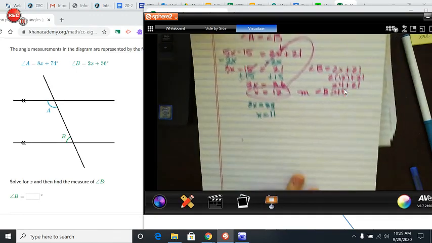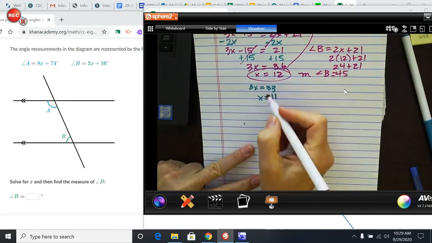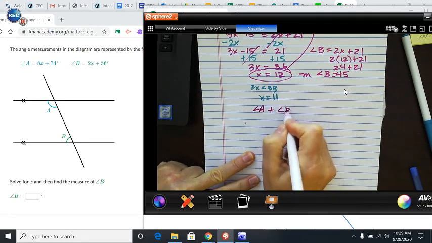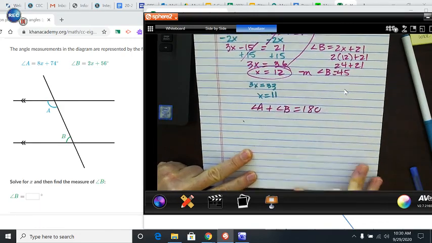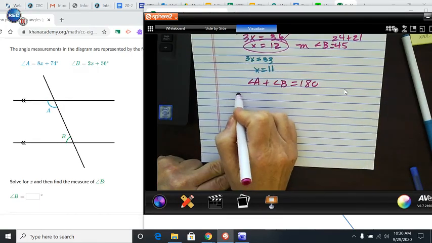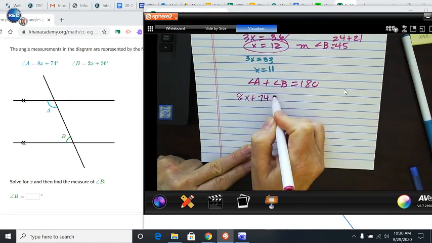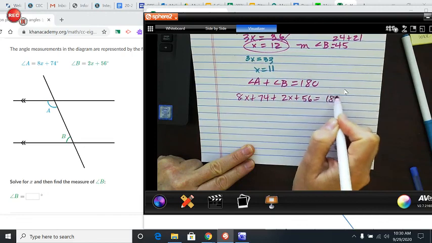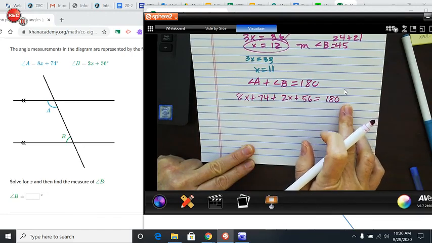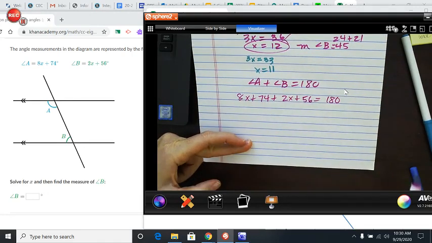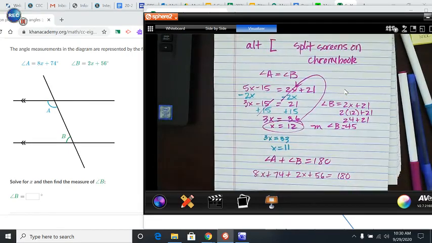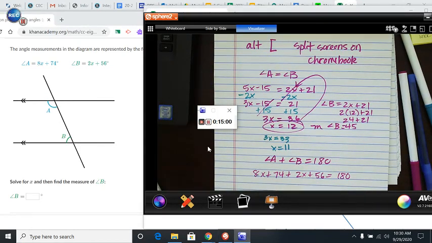But for this example on Khan, you would say that angle A plus angle B equals 180 and solve for x. So in this case, it would be 8x plus 74 plus 2x plus 56 equals 180, and then I'm just going to solve for x, which I'm going to stop here because I'm supposed to be available right now. Hopefully this helps, and I can do another one for the other set on Khan.